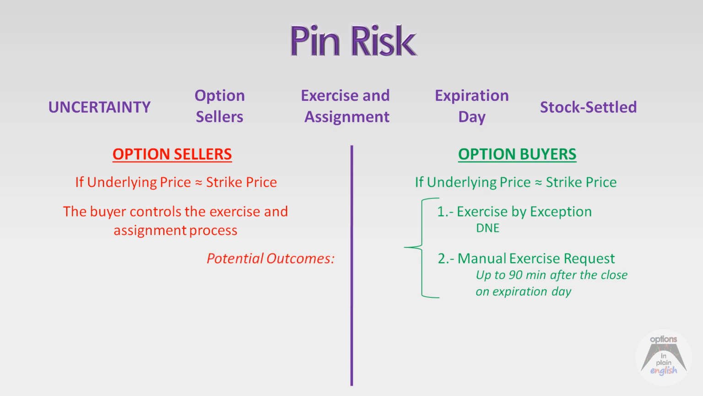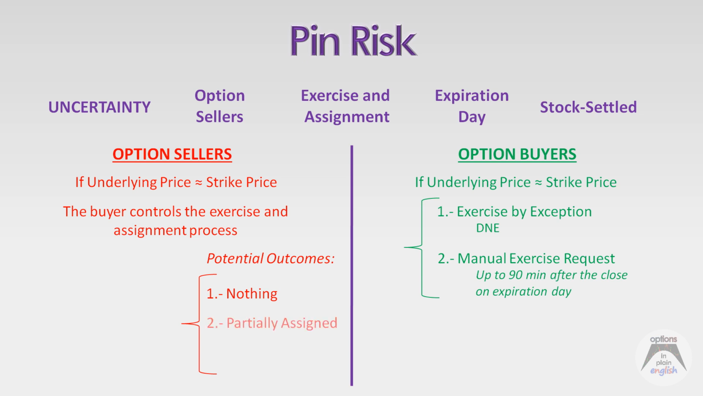So there are three potential outcomes of this situation. Those would be, number one, nothing. So maybe even though it expired very slightly in the money, or it expired at the money or out of the money, the buyer decides not to do anything. So you don't get assigned. Everything expires worthless, and then you get to keep the whole credit. So that's the best outcome, of course, for an option seller.